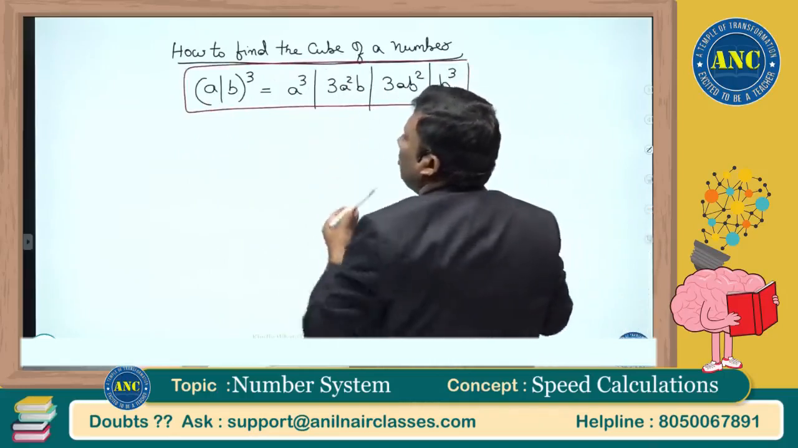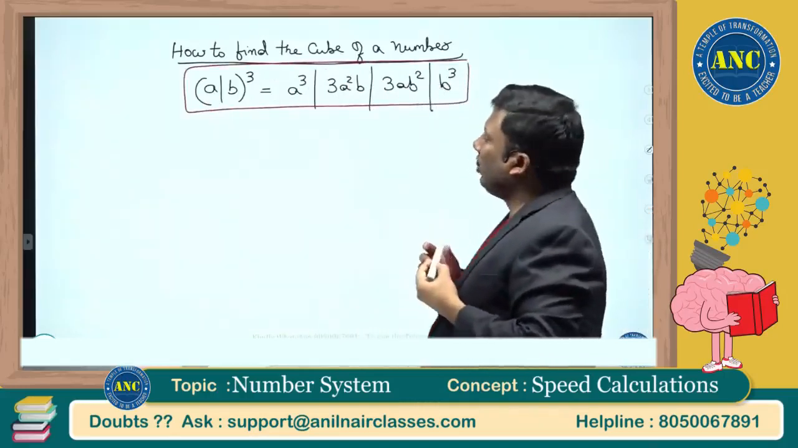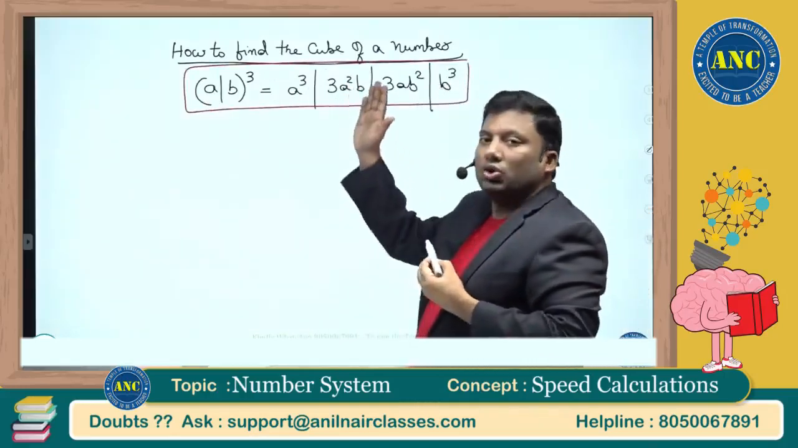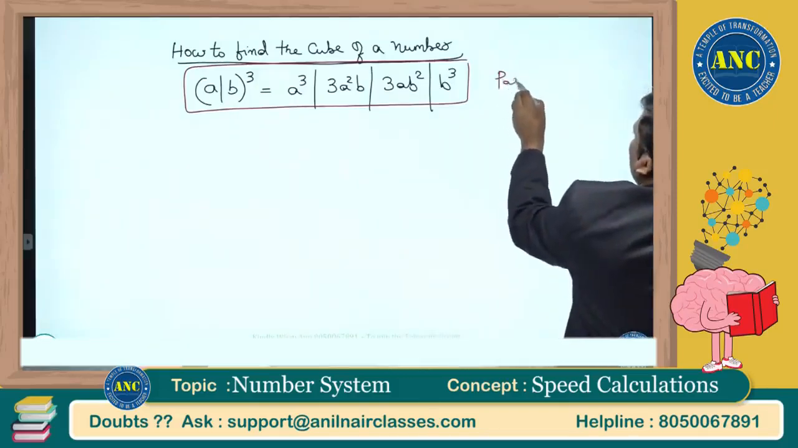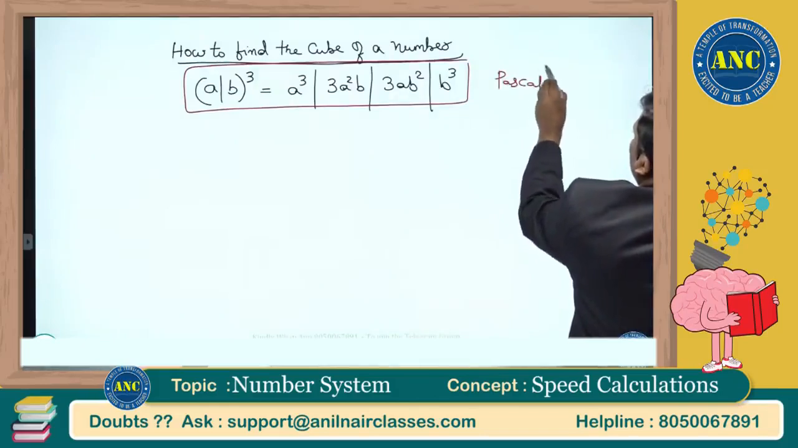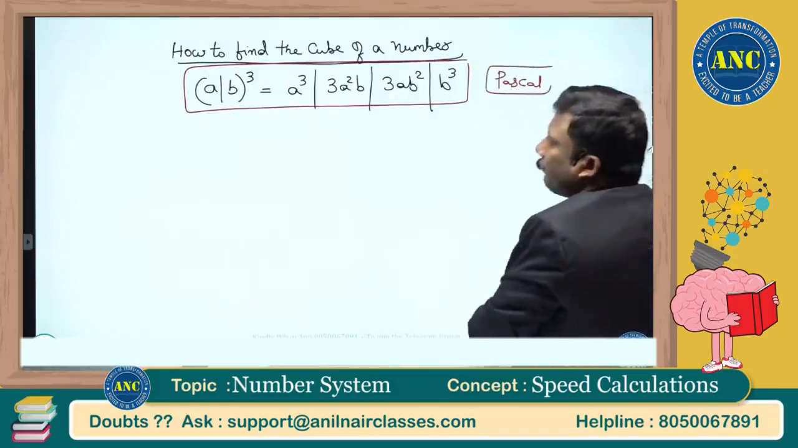Please do not change the order of a. The degree of a should decrease by 1. This was proposed by a famous mathematician, Pascal.